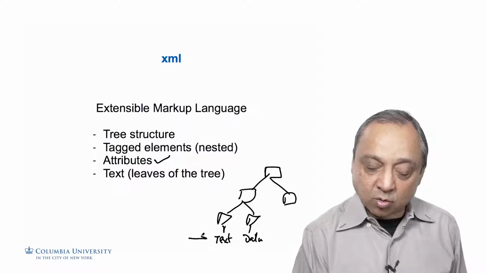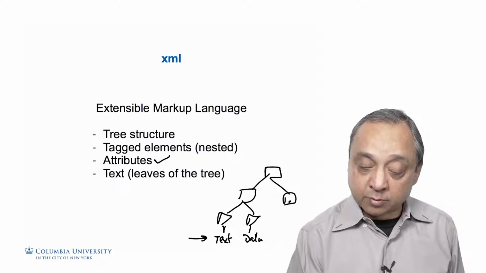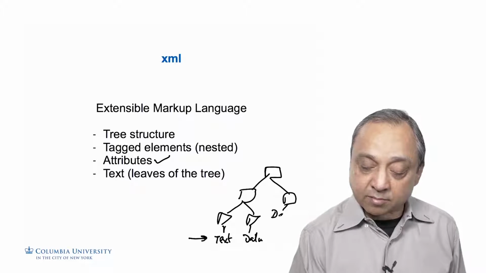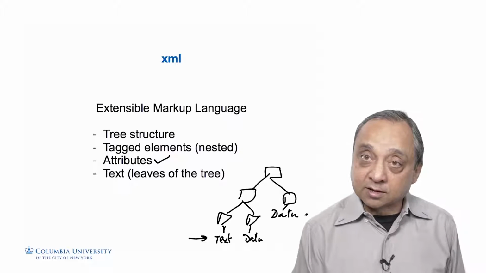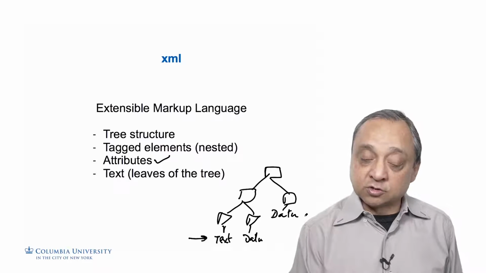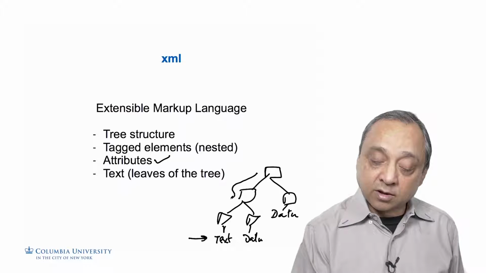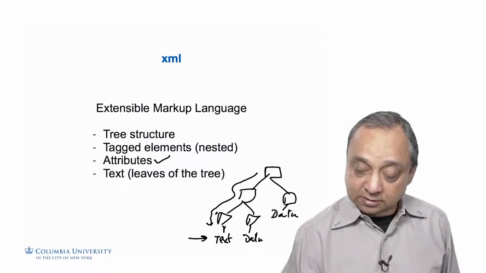The data is always on the leaves, and the leaves could be in multiple places. You could have data right here, for example. But the data is always in the leaves. So to get data in an XML tree, you have to traverse the tree in whatever direction you want to go till you get to data. That's the basic idea with XML.